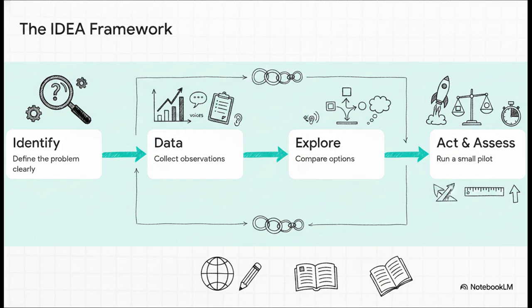Real change happens in iterative steps, right? It's like a puzzle. So I stands for identify. You have to define the specific problem. D is for data, collecting real observations and actually listening to your stakeholders. E stands for explore, comparing safe, feasible options instead of jumping to extremes. And A is act and assess, running a small pilot and measuring what happens.